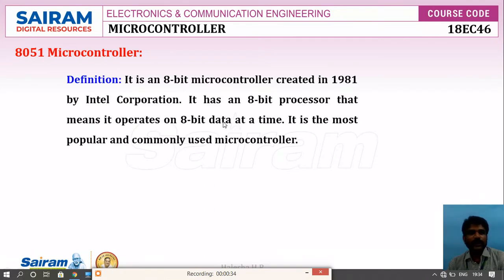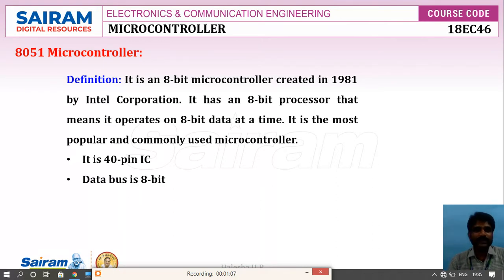The 8051 microcontroller is an 8-bit controller created in the year 1981 by Intel Corporation. So why is it called an 8-bit microcontroller? Since it has an 8-bit processor, that means it operates on 8-bit data at a time, and it is the most popular and commonly used microcontroller. So 8051 is an 8-bit microcontroller since it performs operations on 8-bit data, and it is a 40-pin IC and the data bus is 8-bit. So this is the definition of 8051 microcontroller.